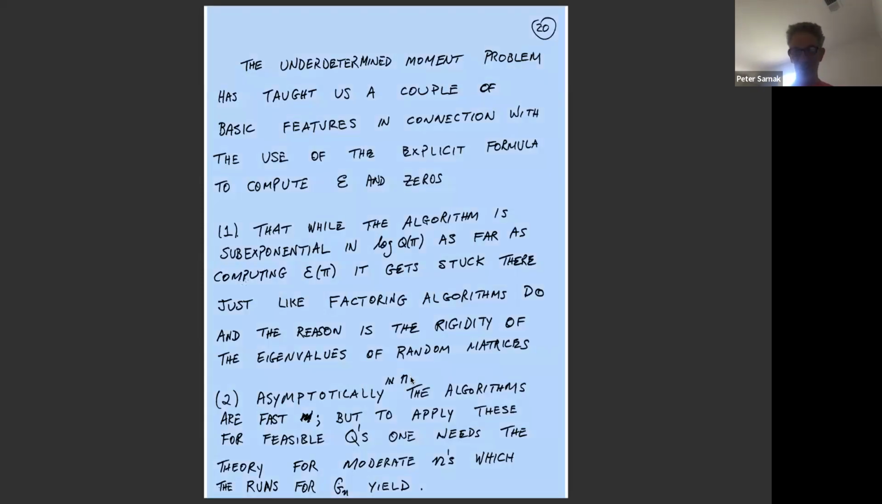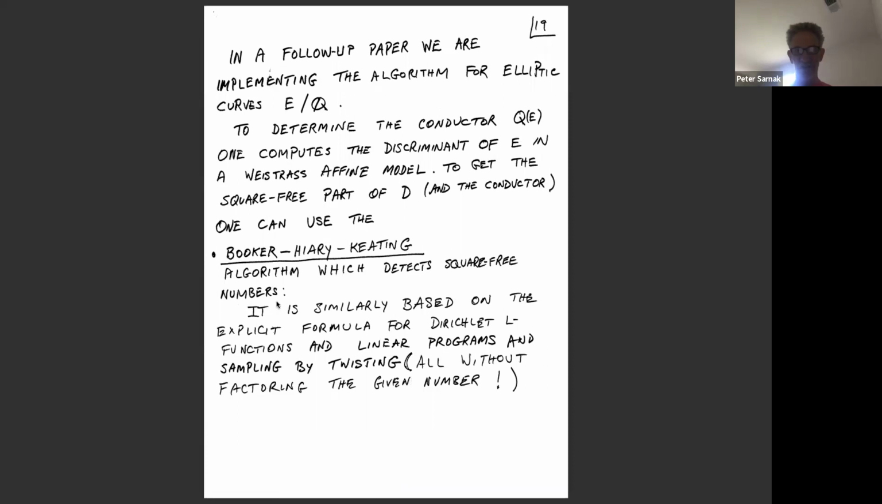And it is very much related to this paper of Booker, Iari, and Keating, which was written roughly when we were also thinking about these. And I'm sure Andy can say more about that. All right, I think I'll stop there. Thank you very much.